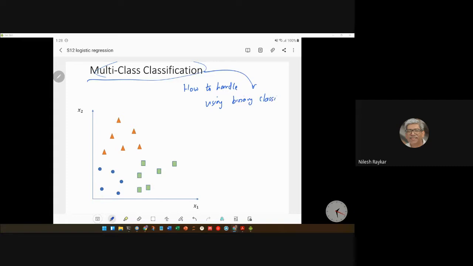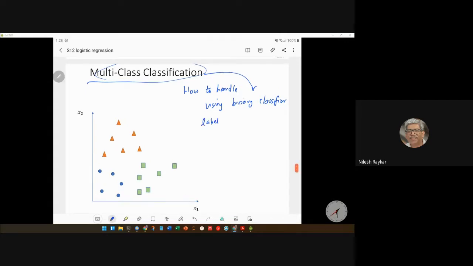So I just want you to think for a minute and give me the answer. A binary classifier, given a sample, can classify it into class 1 or class 2. But here we have class 1, class 2 and class 3, so label values are 0, 1 and 2. Can you think of some way in which the binary classifier can be used to do this?